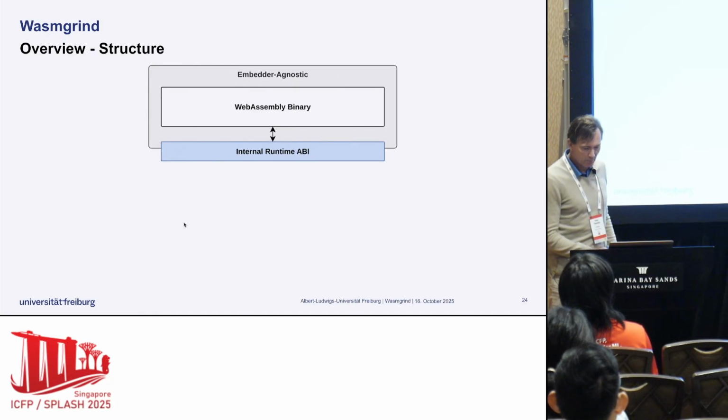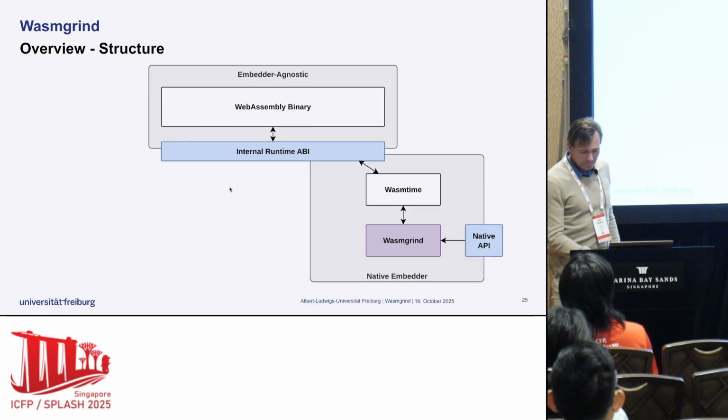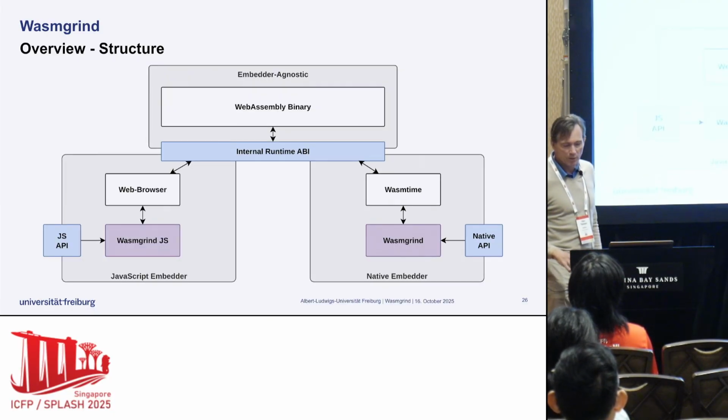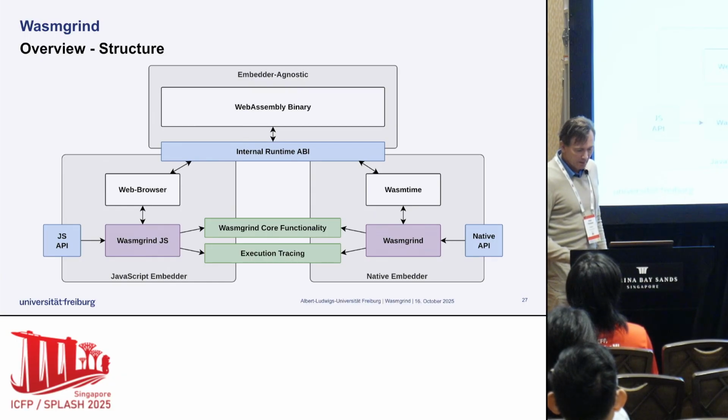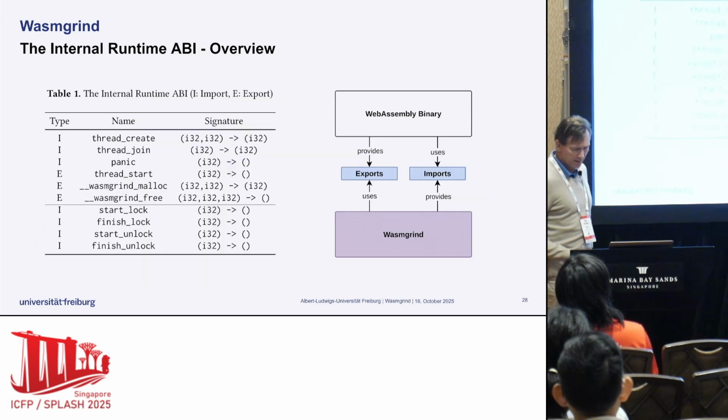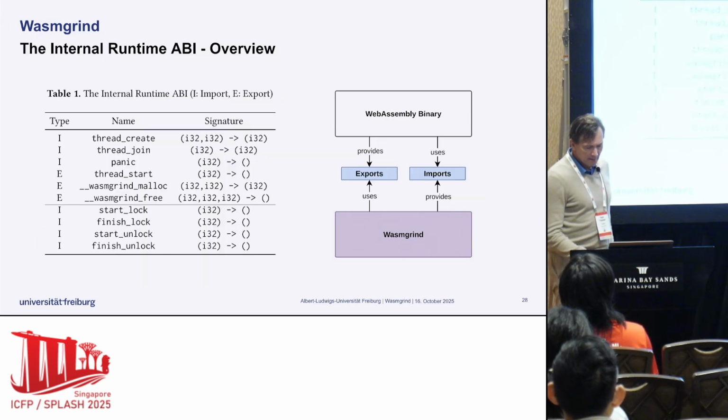So this is kind of the bottom layer of the previous diagram. This is the internal runtime ABI, and on top of it runs the native embedder or the JavaScript embedder, and you have to set them up in quite different ways. And the execution tracing would live somewhere inside here. So what does this ABI look like?